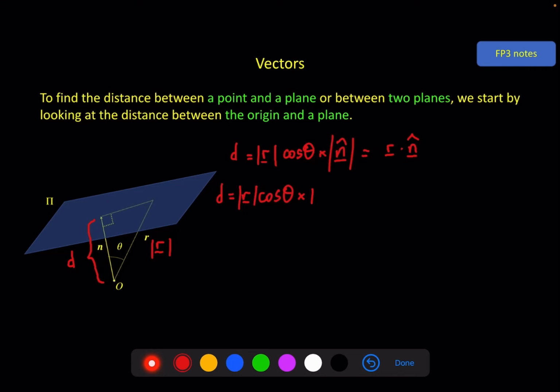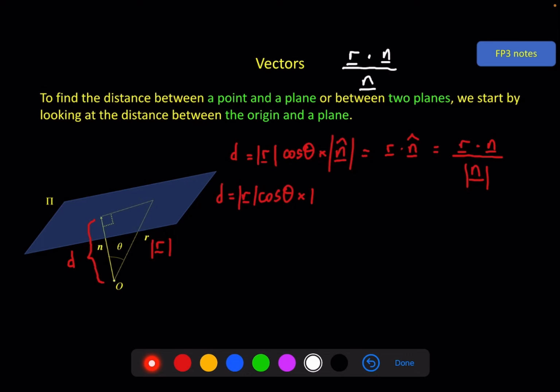Now that might not seem very useful either because we don't always know what n hat is, but we do know what n hat is if you remember how to find unit vectors. That is just r dot n divided by the magnitude of n. And if we know n, we know the magnitude of n. And this is a very useful thing. In fact, you'll hear me refer to this as projection. I think in the textbook it's resolving.